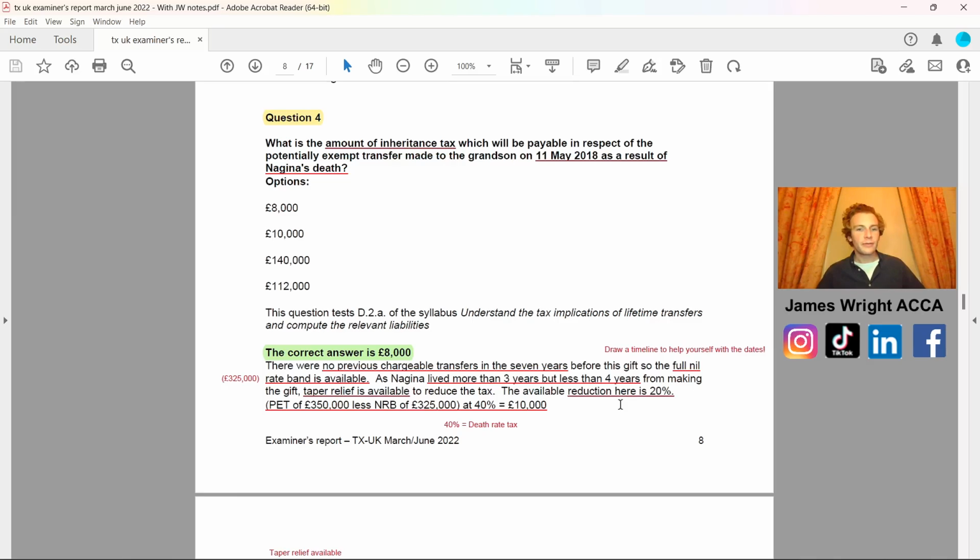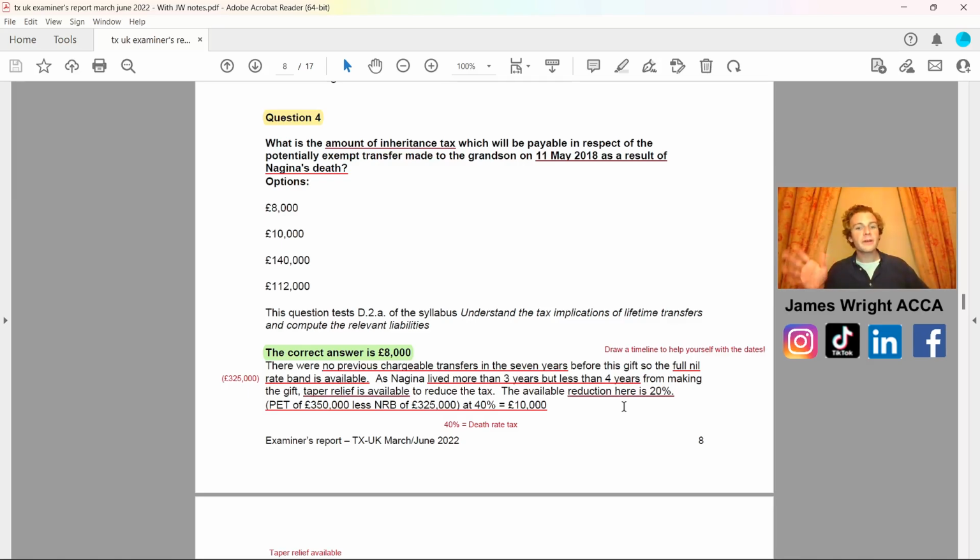Now, question number 4 on here. What is the amount of inheritance tax that will be payable in respect to the potentially exempt transfer made to the grandson on the 11th of May 2018 as a result of Najila's death? The correct answer was £8,000 if you've had a go at this question yourself, but I've put it down on my notes. This would have been a really helpful question to have a timeline to help yourself out with those key dates as to when she died, how many years are we going back, because this is relating to aspects such as tapering on here.